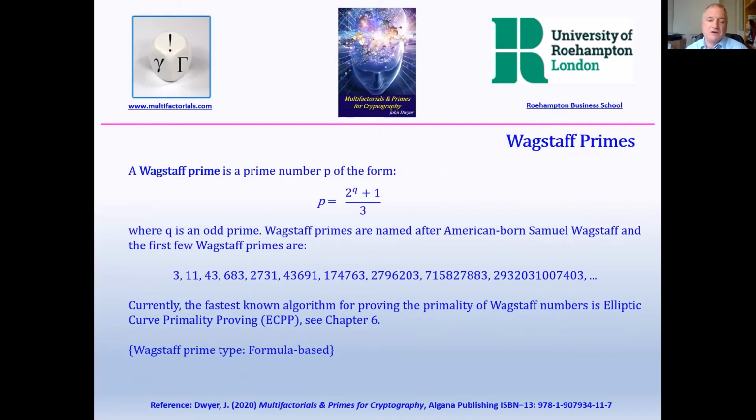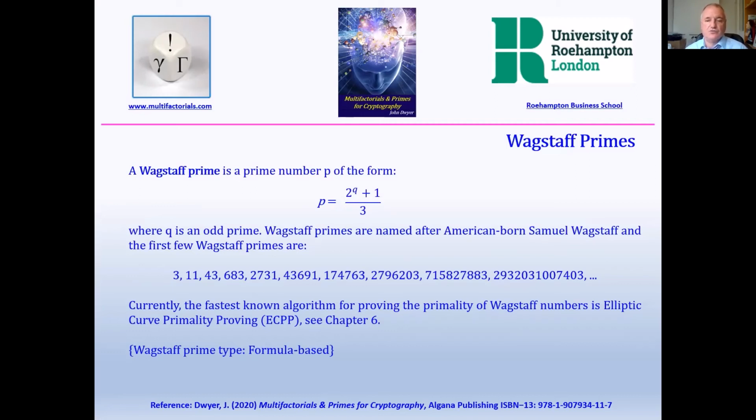Now, Wagstaff, an American mathematician, defined a prime number to be of the form 2 to the q plus 1 over 3, where q is an odd prime. The first few Wagstaff primes are 3, 11, 43, 683, and so on. In particular, for Wagstaff primes, the cryptographic algorithm ECPP, elliptic curve primality proving algorithm, is one of the fastest known algorithms for taking a Wagstaff number and proving if it's a prime. We'll look at this more in chapter 6 of the book.